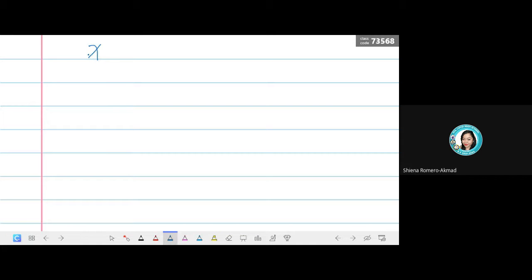Siyempre, alam ko yung umpisa nun, X. Yung mga sumunod, nakalimutan ko na. So, X ano? Siguro tinatype nila, tinatry nila sa kanilang Google keyboard. X cubed. Sunod, minus 2x squared. Minus 11x.